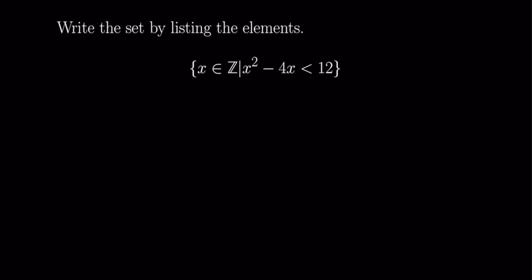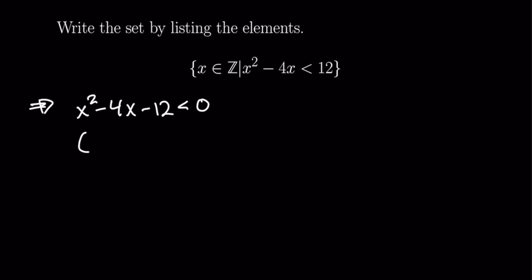Okay, so let's look at another similar problem. Let's list the elements from the following set. We have all integers x such that x squared minus 4x is less than 12. We'll start by approaching this the same way. Notice this is equivalent to looking at x squared minus 4x minus 12 is less than 0. But in order to find out where it's less than 0, we probably want to find out where it's equal to 0. Here we can do this by factoring.